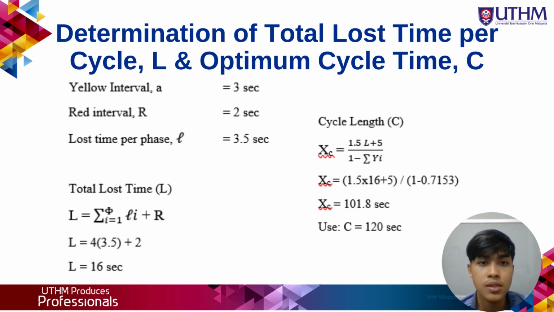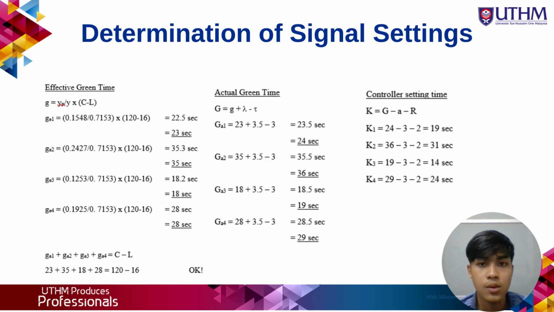Next is to determine the total lost time per cycle L and also the optimum cycle time C. Total lost time L is equal to 16 seconds and cycle length is 120 seconds. Next, we need to determine the signal setting, which consists of effective green time, actual green time, and also controller setting time. For effective green time, the result is okay because the total green time is equal to cycle length minus total lost time. And the controller setting time is K1 90 seconds, K2 31 seconds, K3 14 seconds, and K4 24 seconds.